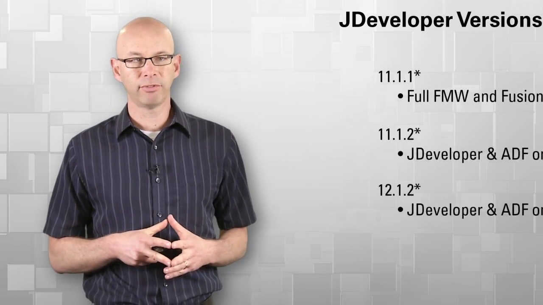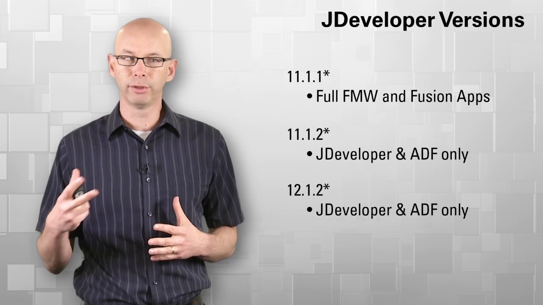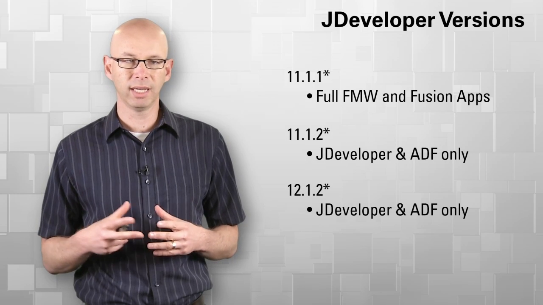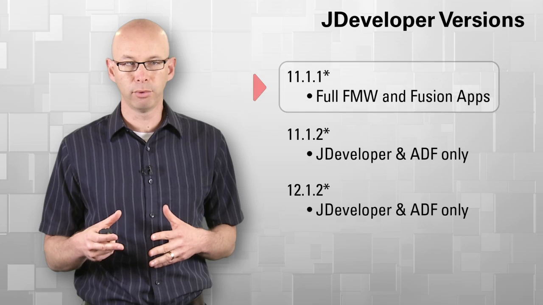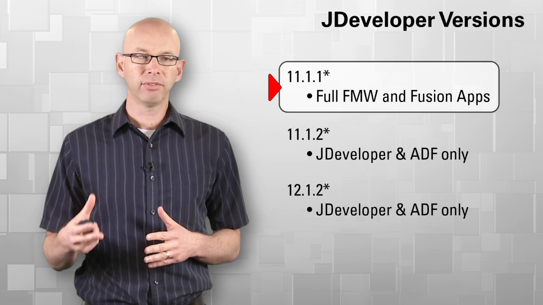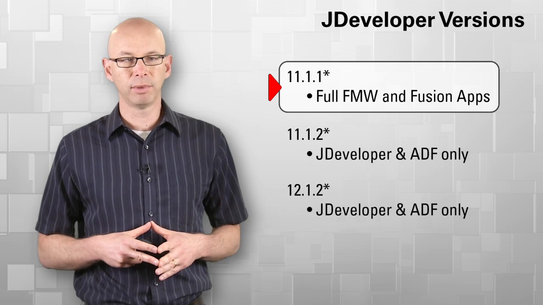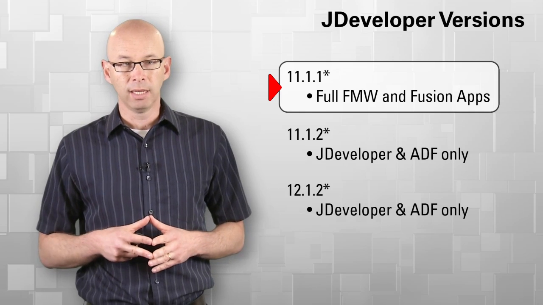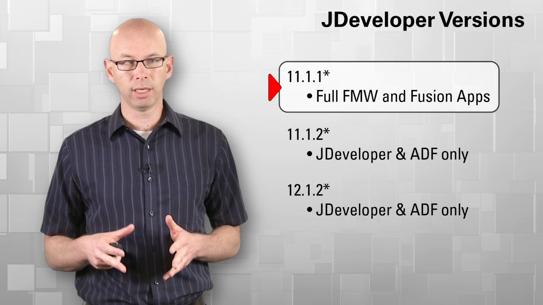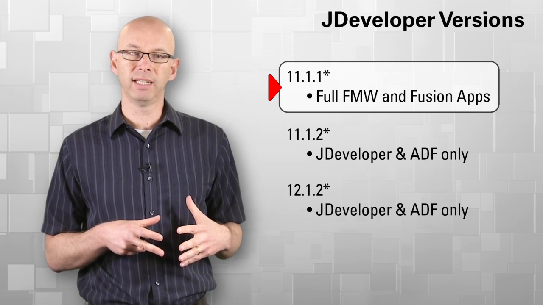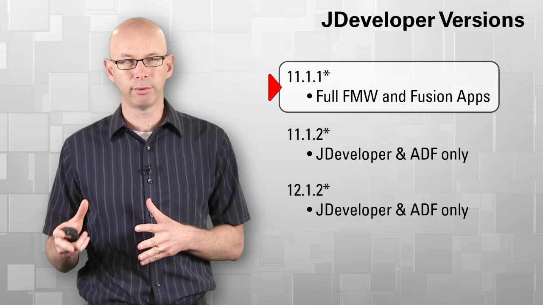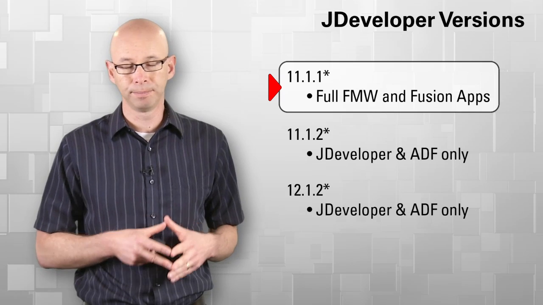First, let's talk about some of the versions you might encounter when you look up JDeveloper. There are actually 3 branches that you might be working with today. One of them is 11.1.1. The latest one when we're recording this seminar is 11.1.1.7. This version has the full Fusion middleware capabilities integrated into the IDE. It includes everything from the SOA suite to Web Center to BI.